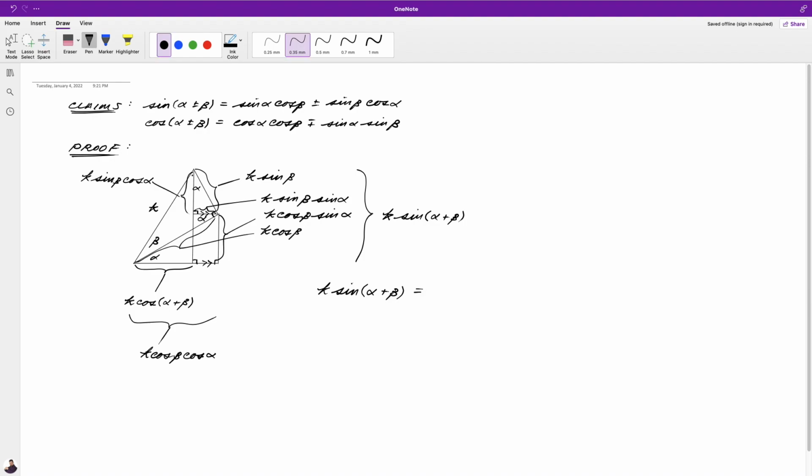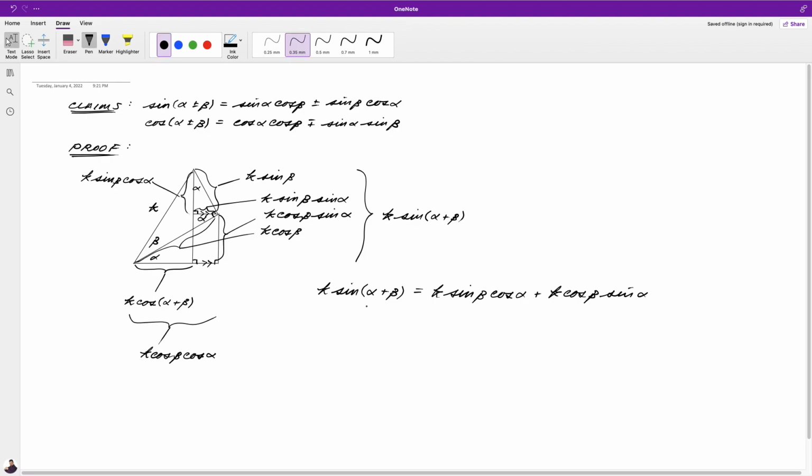So it's going to be equal to k sine beta cosine alpha plus this right here, which is k cosine beta sine alpha. All right. Let's divide everything by k. And while we're at it, let's just go ahead and rearrange everything using the commutative property so it can appear like our claim up here.